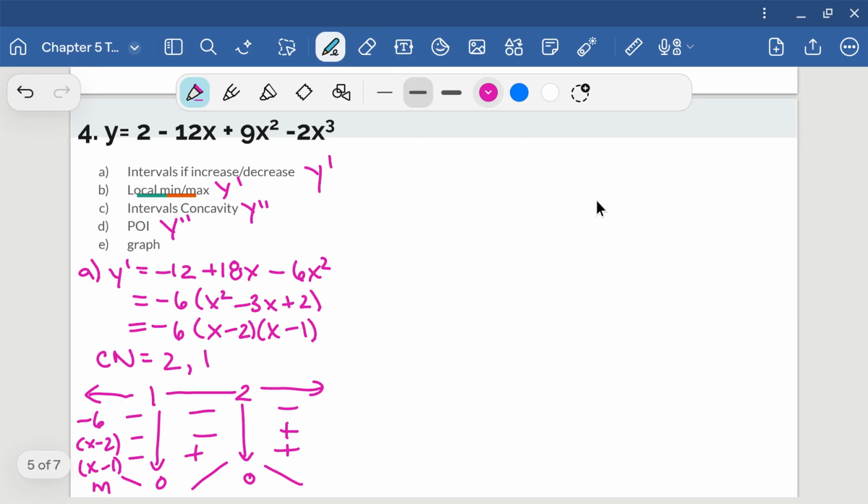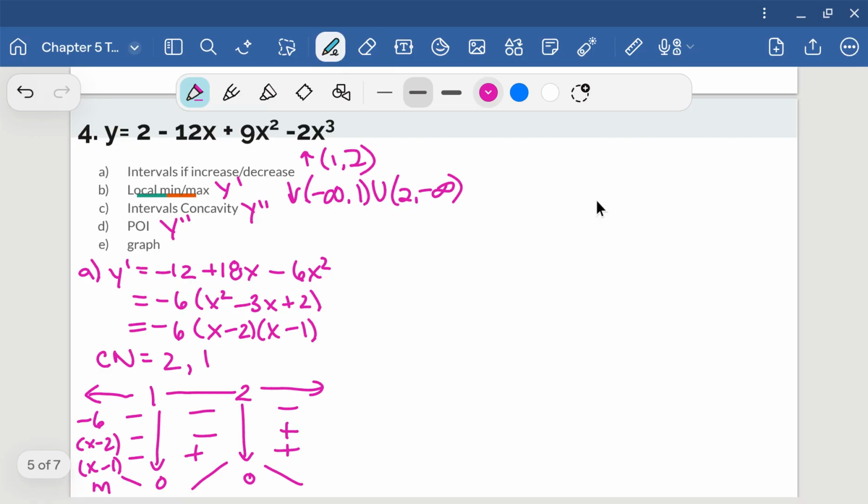So if I'm looking at my intervals of increase, I could just write that out. I'm increasing between 1 and 2. That's an ugly 2, but you get it. And then I'm decreasing from -infinity to 1, and then I use that union. I'm also decreasing from 2 to infinity. So that's my first part.